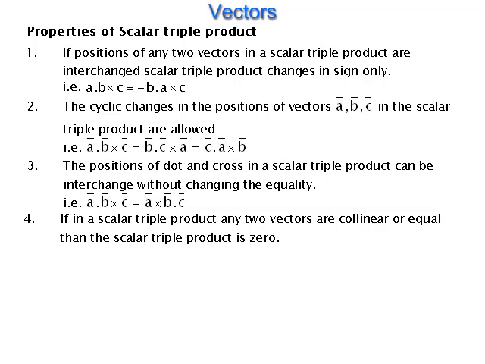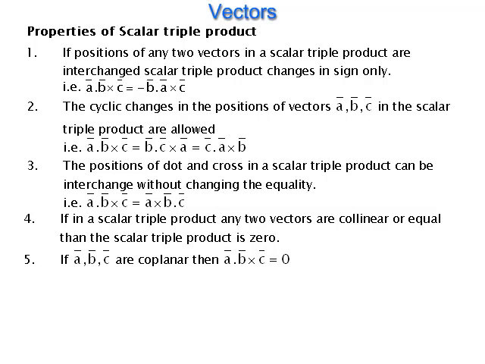If b bar and c bar are collinear, then b bar cross c bar equals 0 bar. Therefore, a bar dot b bar cross c bar equals a bar dot 0 bar equals 0. Thus, if in a scalar triple product any two vectors are collinear or equal, then the scalar triple product is 0.